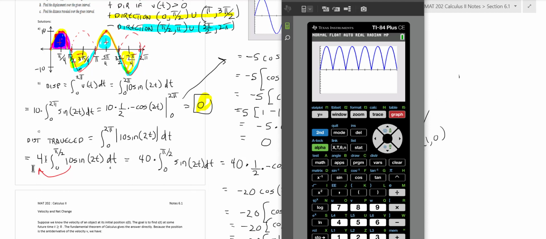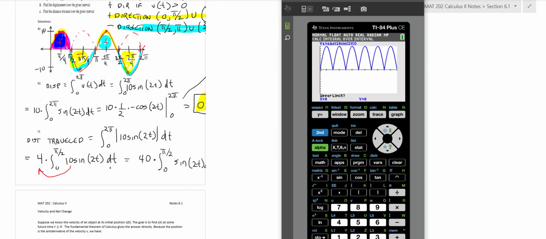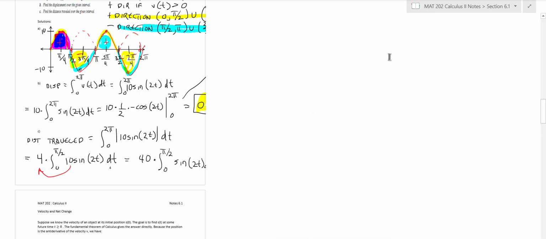And then if you wanted to check the distance traveled, you would just do the same thing. Second trace, option 7, lower limit 0, upper limit 2 pi. Okay, shades it in, gives you 40. Okay, so see, that thing could be done on a calculator. You want to know how to do both. You've got to know how to do it by hand. You've got to know how to do it by your calculator.